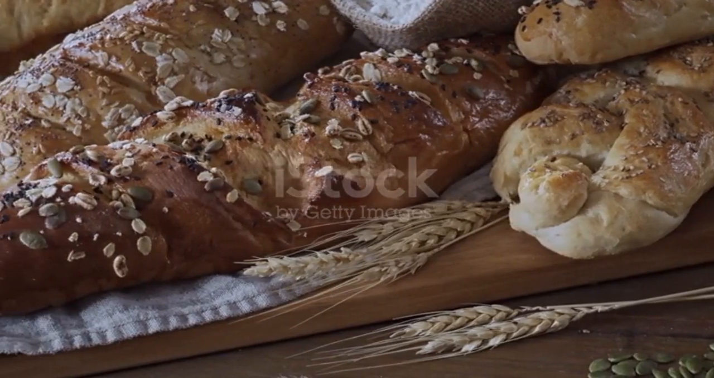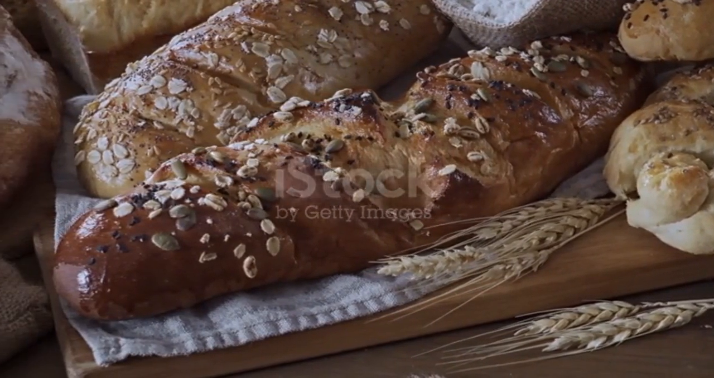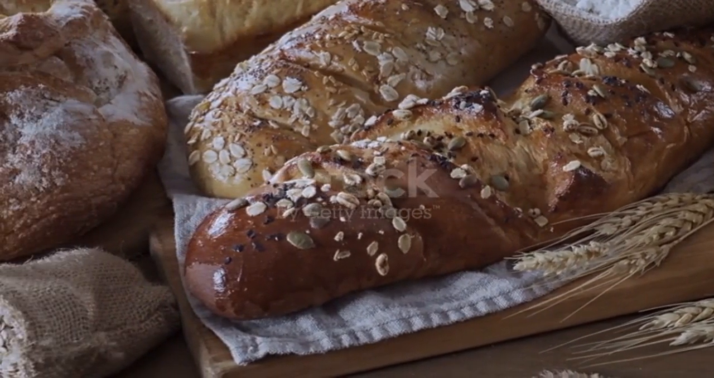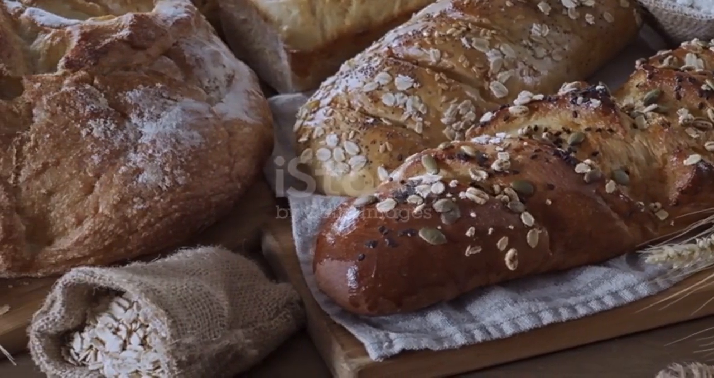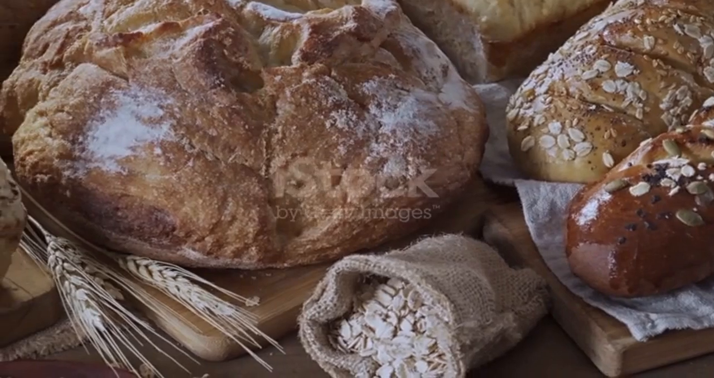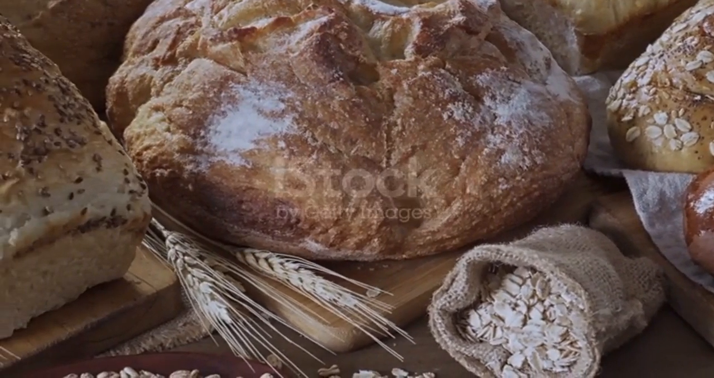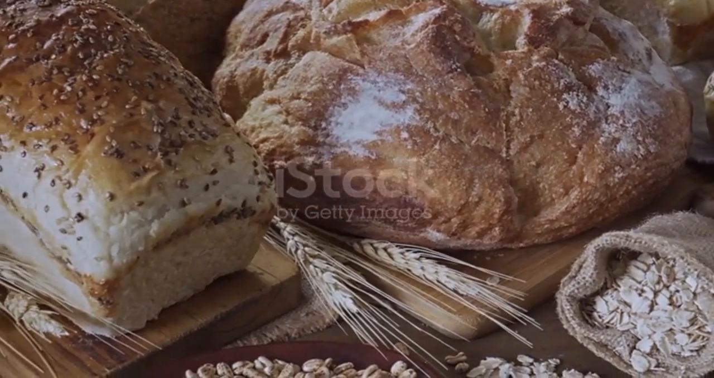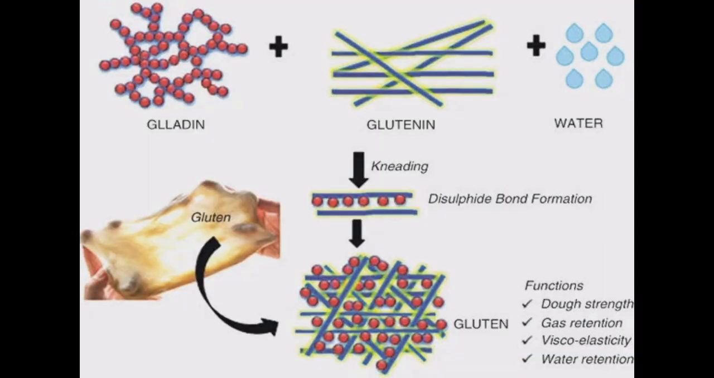Gluten is a complex protein network found in wheat and related grains, barley, rye, and some oats. It plays a crucial role in food chemistry, particularly in baking and dough formation. Composition of gluten. Gluten is made up of two main proteins.